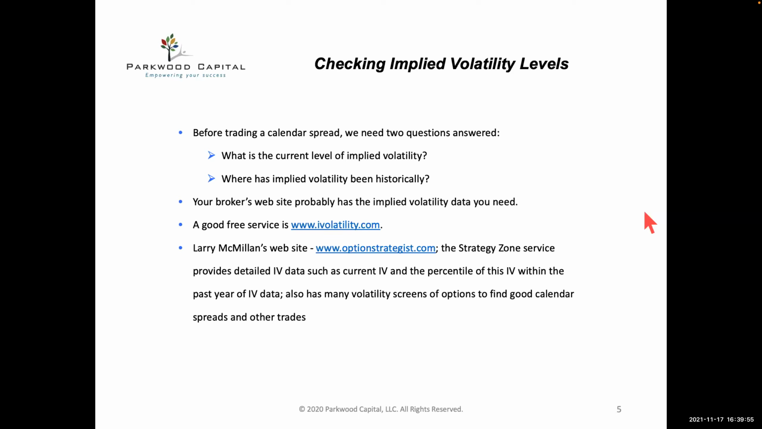Now, you can find implied volatility data on your broker's website. A good free service is ivolatility.com. Larry McMillan's website, optionstrategist.com, has several different services, but the one particularly relevant for this is what he calls the Strategy Zone. They download all of the IV data for all of the publicly traded stocks that have options every night. You can see the current IV as well as the percentile of that IV over the past year of implied volatility data for that stock. And he has a lot of different screens in that service as well. So I'll give him a free plug there.